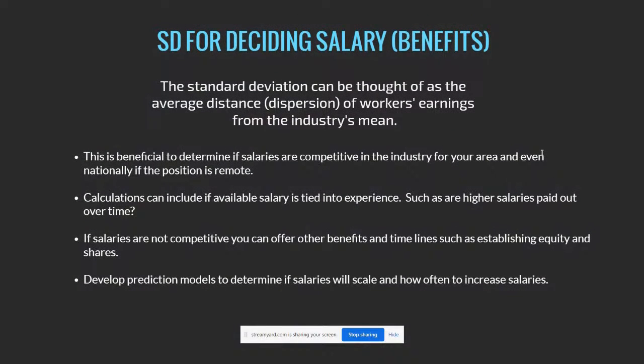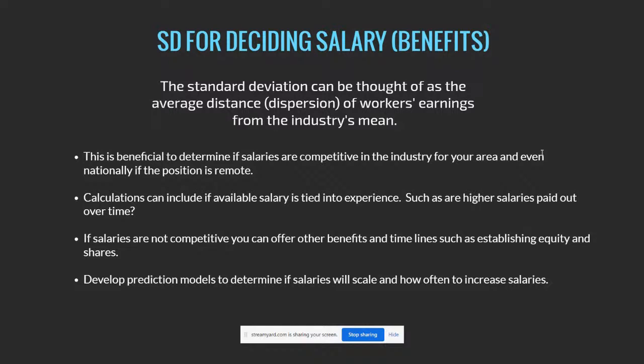So, standard deviation for deciding salary benefits. The standard deviation can be thought of as the average distance or dispersion of workers' earnings from the industry's mean, or for any particular given role. And this is important for many reasons because you want to make sure that your salary is competitive and fair, especially with remote working. You want to make sure that the salary is competitive for the areas in which you're hiring, as well as have the ability to create different strategies around it.